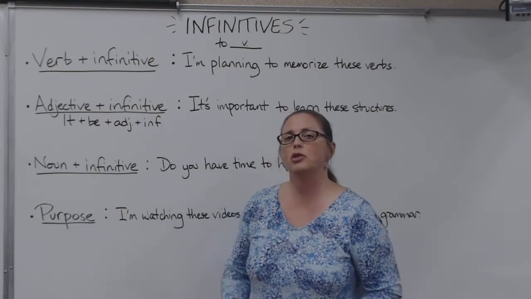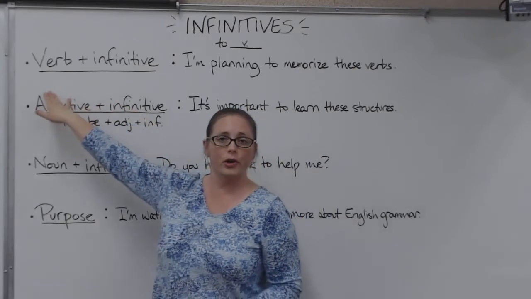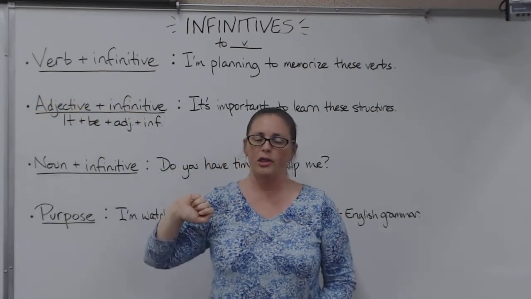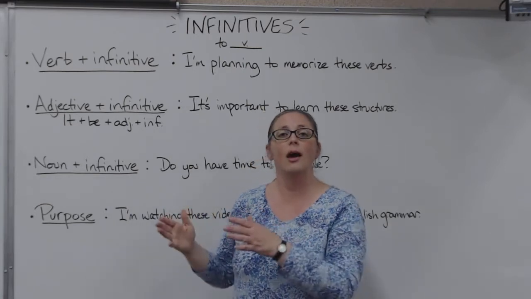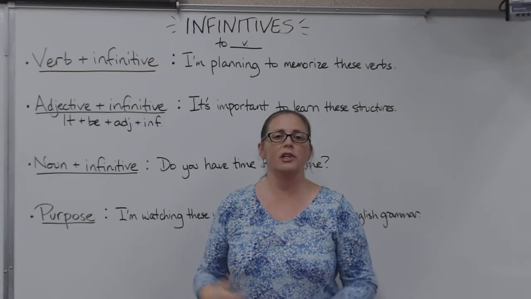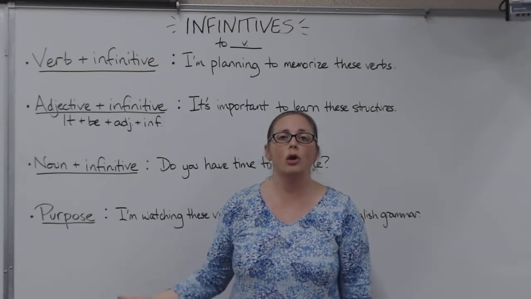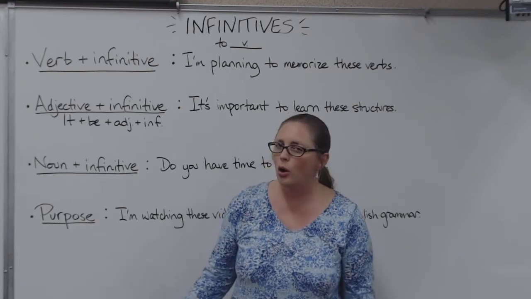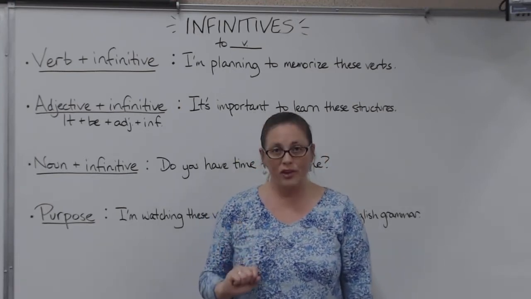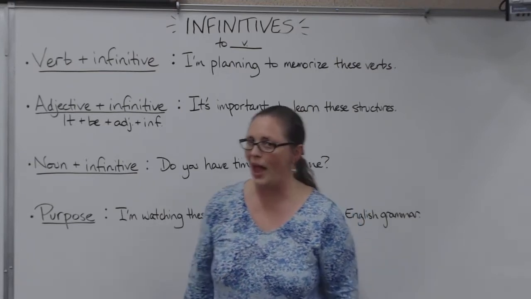The first and the most common way that you will use them is with verbs, as the direct object of a verb. The direct object, that means it comes after the verb. You know some verbs like this: want, need. I need to go. You can't say I need go. You can't say I need going. You need to use an infinitive. Need to use. See? Just like that.